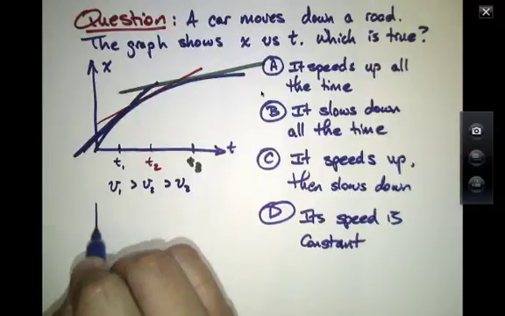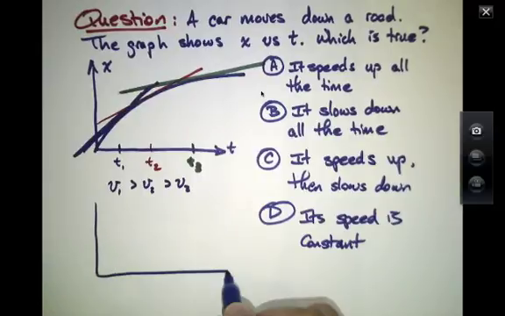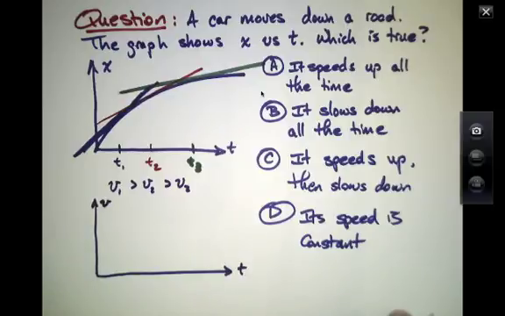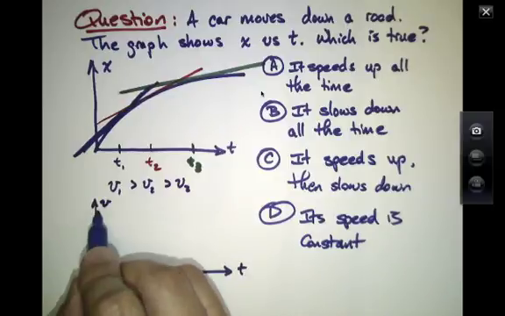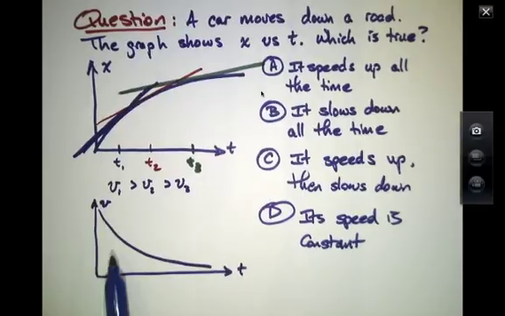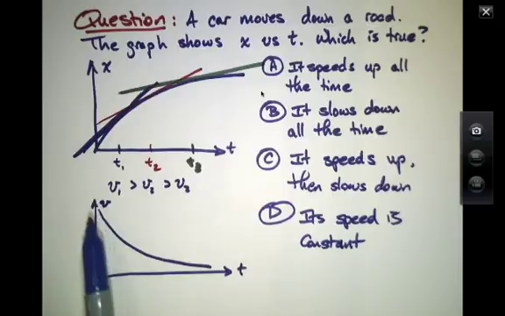And if I were to sketch velocity versus time, it looks like it might look something like this. So in fact, it seems like it's slowing down, so that would be answer B. Notice I've drawn the velocity positive because all these slopes are positive. It's just that they're getting closer and closer. The velocity is getting closer and closer to 0. So this is the best way to look at the problem.